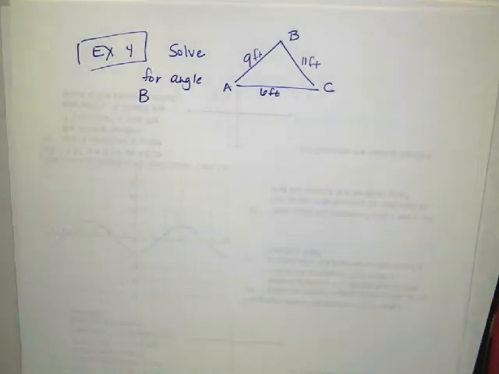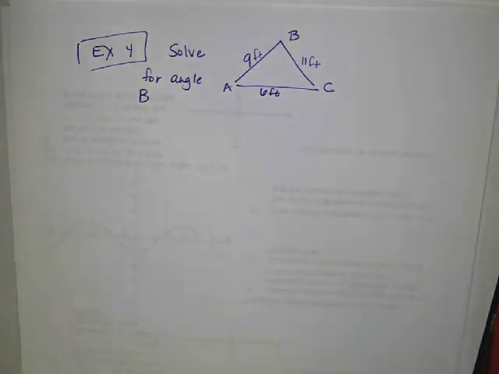Not solving the whole triangle, just solve for angle B. Did it yourself. Take a minute. Just solve for angle B? That means angle, or 6, is side B, right? Yes.